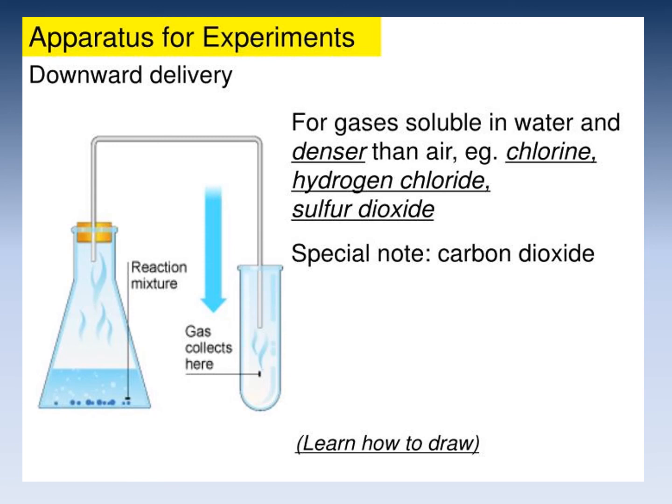Now the next is the collection of gas by downward delivery. This method is suitable for gases which are soluble in water and denser than air, for example chlorine, hydrogen chloride and sulfur dioxide. There is a special note for carbon dioxide: as carbon dioxide is a heavier gas, denser than air, it can also be collected by downward delivery. As the carbon dioxide falls out of the delivery tube and into the gas jar, it pushes the less dense air out of the top of the gas jar. So this method is also called the upward displacement of air.